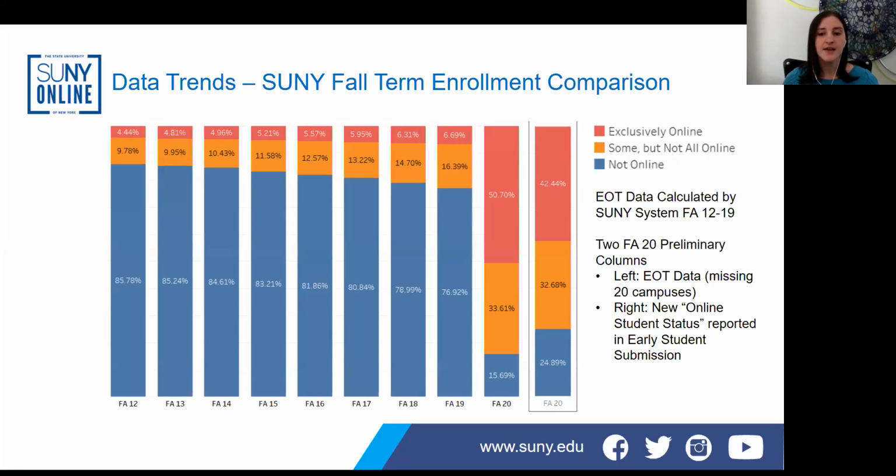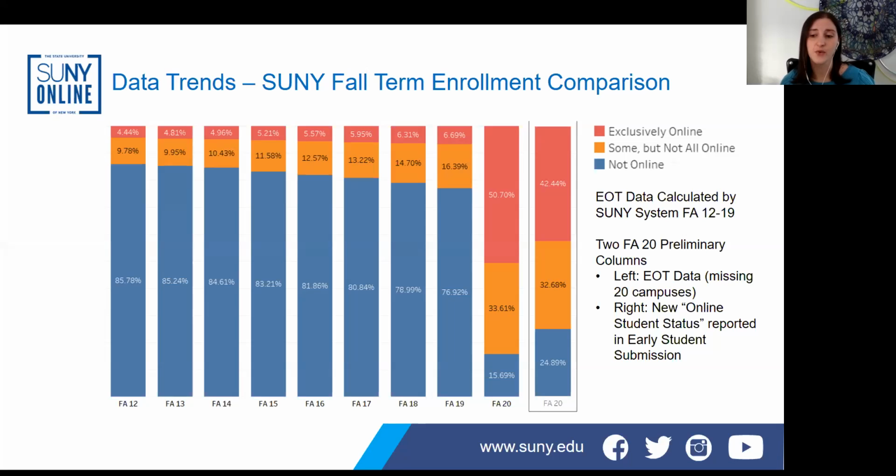That has also increased. And then for the fall, the first column you'll see, so the left-hand column for fall 2020, that is what we have so far of our end of term data. And again, we're missing 20 campuses. So when I showed you the course section data earlier, that was missing 20 campuses. This also is missing 20 campuses. I'm sure they'll have their data in very soon, but until we have that, we don't have the complete picture. But it is showing that about 88% of students were at least taking one online course. Only 16% of our students were only taking face-to-face courses. And again, this is going to change once we get all that data in, but that's where we're at right now.